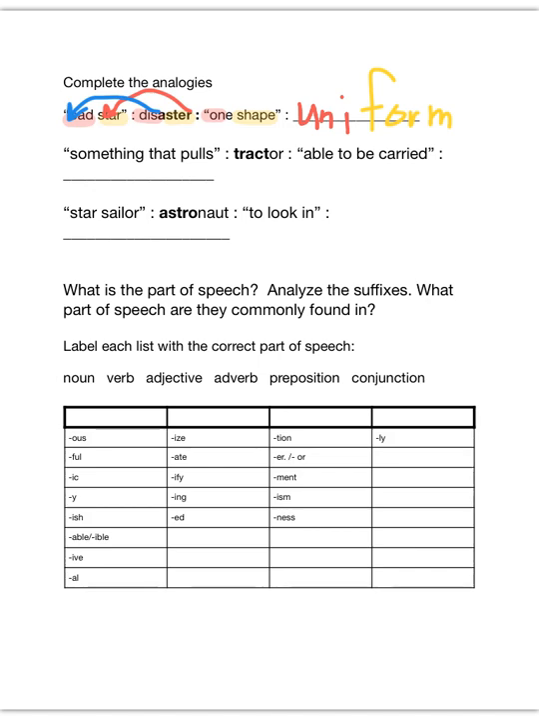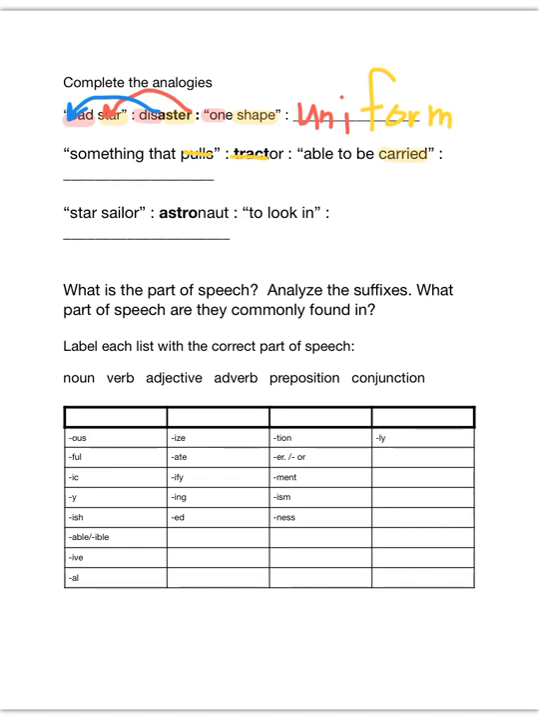So you're going to be looking at, okay, what is the root that I'm looking for, and then what's the other piece? So the second one, I'm not going to do them, but I'll just go through them and I'll highlight a couple of things that I want you to pay attention to. Something that pulls is to tractor, as able to be carried is to blank. So pull and tract are the 2 that go together. So something that pulls is a tractor. What I want next is, what is the root that means to carry? And what word means able to be carried?